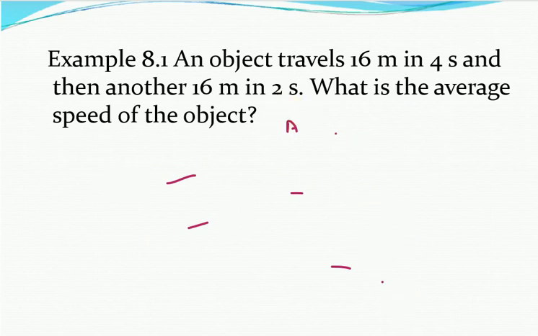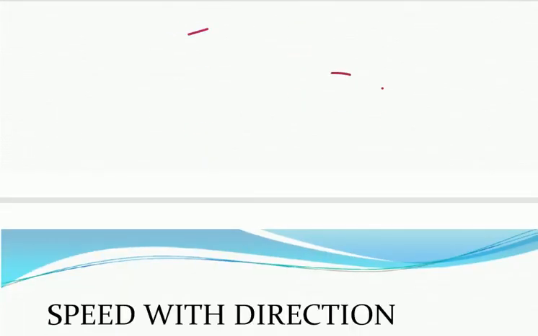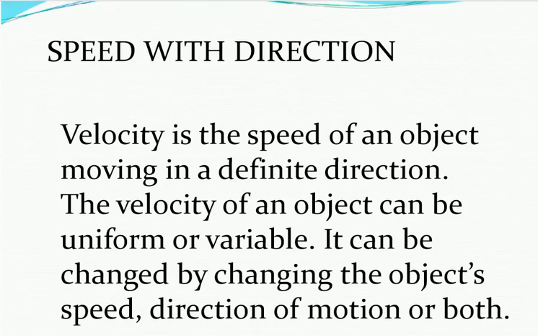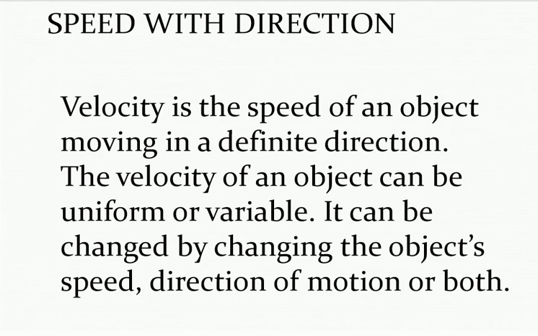Now let us come to the detailed explanation of velocity. Velocity is nothing but speed with direction. Velocity is the speed of an object moving in a definite direction, in a straight line. The velocity of an object can be uniform or variable.